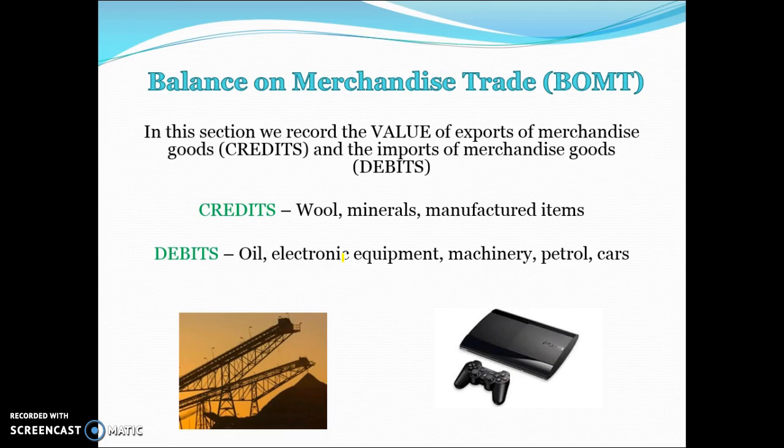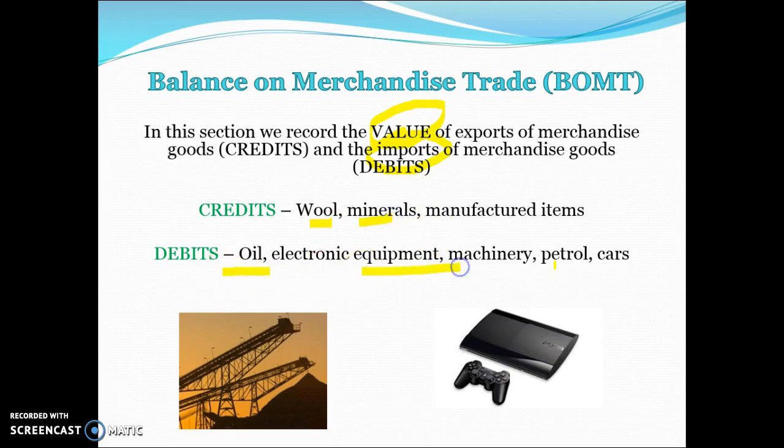The first one is the balance of merchandise trade. This seems like it's fairly straightforward, but make sure you're using the right terminology. It's the value of exports of goods minus the value of imports of goods. So value, the price times the quantity, it's always a dollar figure. So if we export $20 billion worth of goods and import $22 billion, we would have a balance of trade deficit of $2 billion. So the credits can include wool, minerals, manufactured items, etc.